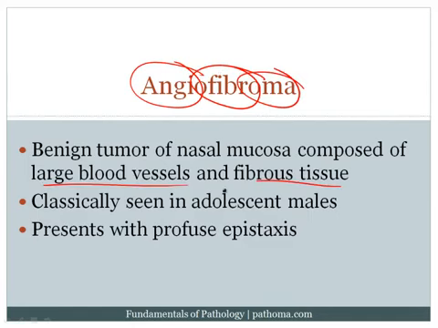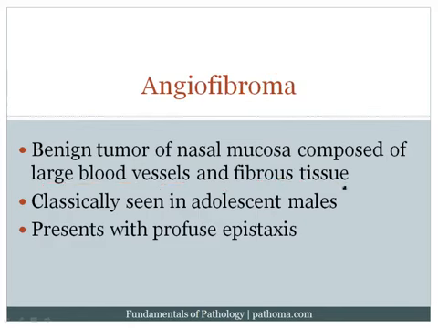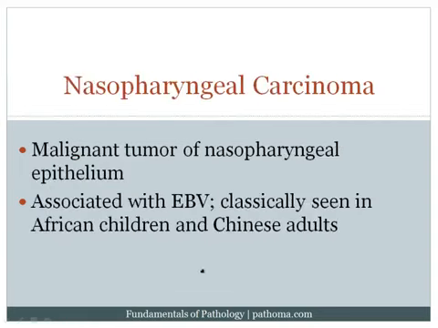Now, one important thing, and very high yield, it's only seen in adolescent males. That's the classic demographic. It is very, very rare in a female. So for your purposes, it's basically a tumor of adolescent males. And these can bleed because of the large blood vessels, and so they can present with profuse epistaxis, and that's the classic presentation, especially on examinations.